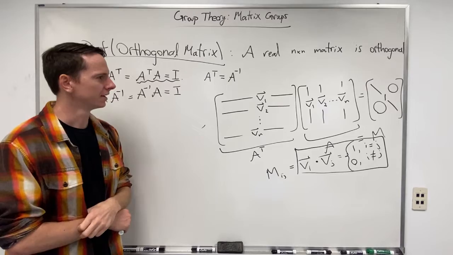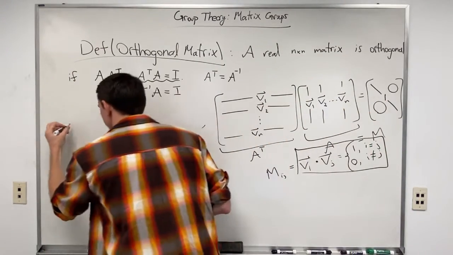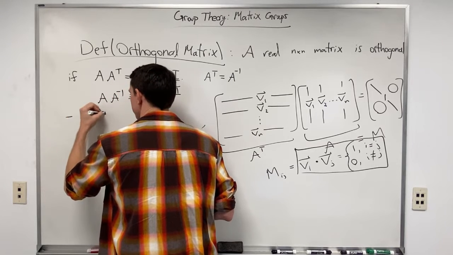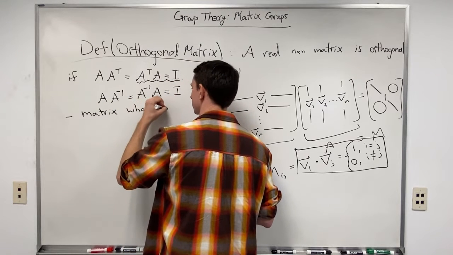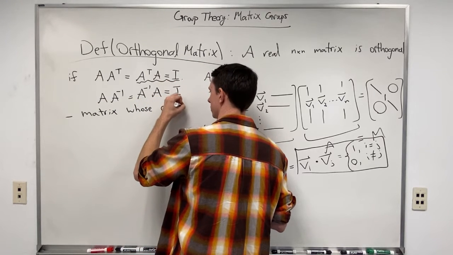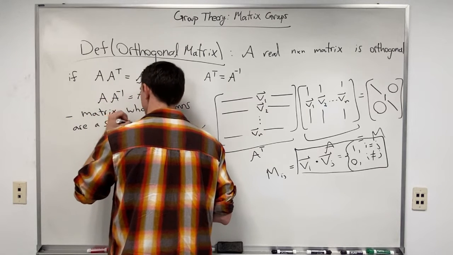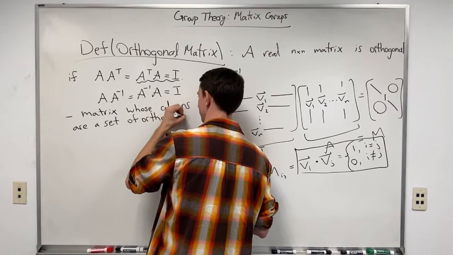Okay. So maybe let me write that. I'm saying words, but let me write that. An orthogonal matrix, we can also write as a matrix whose columns are a set of orthonormal vectors.